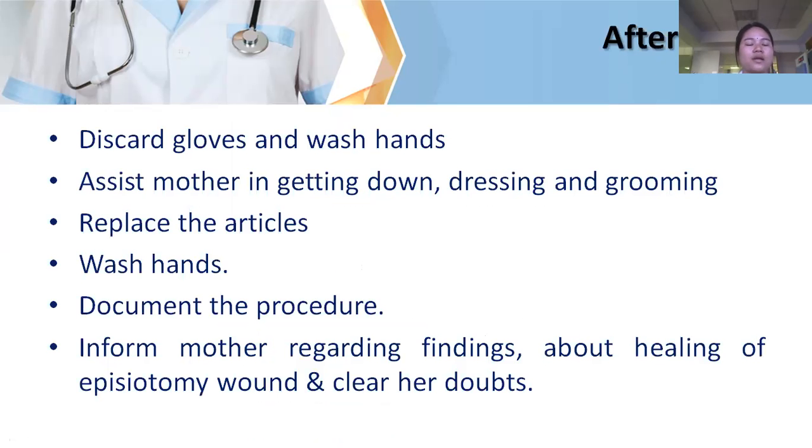Now, aftercare: what are the steps that we have to do? First is to discard the glove and wash hands. Then assist the mother in getting down, dressing, and grooming. Then replace all the articles and keep them ready for the next use. Then wash hands, document the procedure, inform the mother regarding the findings about healing of the episiotomy wound, and also clear her doubts.